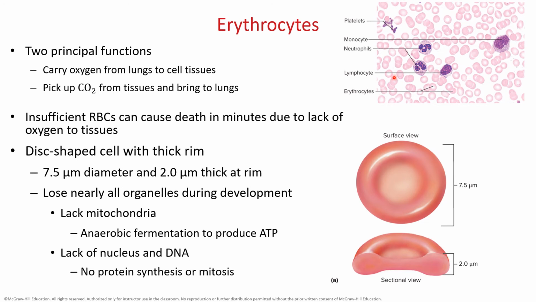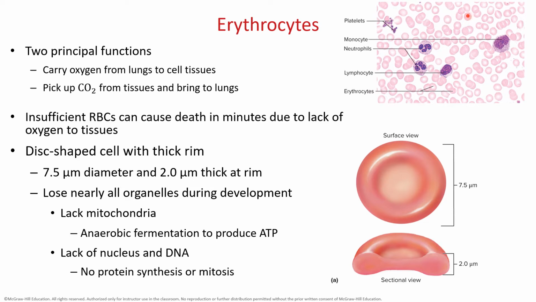So this is what a blood slide looks like underneath the microscope. The most numerous formed elements on here are the erythrocytes. You can see there's tons of them. We also have some white blood cells and some platelets here too, but the most numerous are the erythrocytes, those red blood cells.